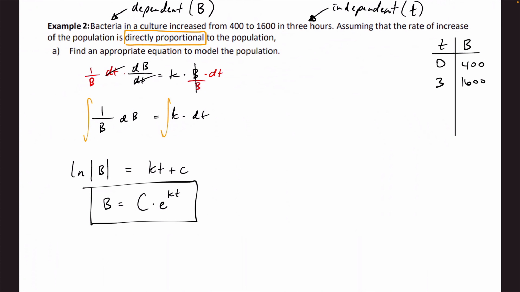All right. So what I'm going to do is use those to create the particular solution. Here's the thing. Capital C is always the initial amount or the starting amount, always, always, always. And we know that already, right? 400. So let's rewrite it. B equals 400 times e to the kt.